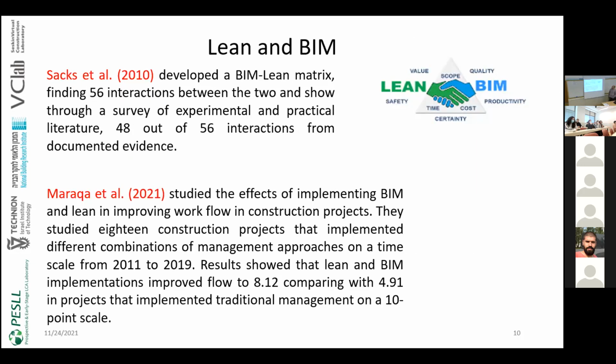Other studies try to study the relationship between lean construction and building information modeling. Zhang et al. developed metrics between BIM functionalities and lean principles. They found that there are 56 interactions between them, 48 of them with documented evidence.